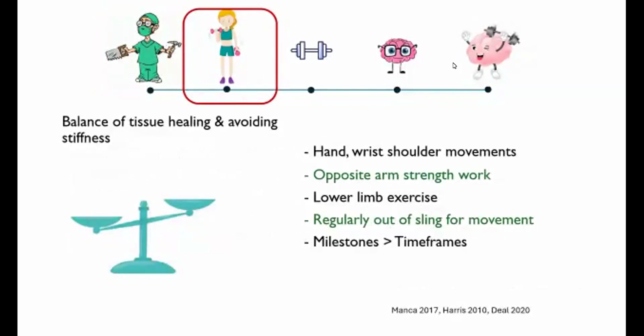So when it comes to early movement, we want to try to balance tissue healing whilst avoiding stiffness. Other things that we can do include using the hand, wrist and shoulder movements early, utilising the crossover effect of the opposite arm. This has been shown to have a good impact on the impacted side. And whether you've had a stroke or you're a Major League Baseball player recovering from injury or surgery, lower limb strength has been shown time and time again to be important in optimising upper limb function. If you are in a sling for a period of time, it's important to come out regularly, little and often, to do movement exercises. And in terms of progression, we would encourage milestone-driven protocols rather than time frames.